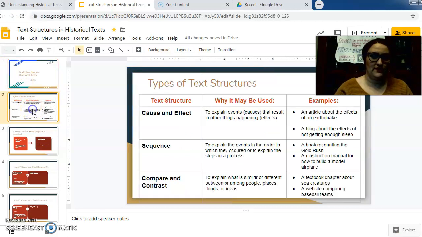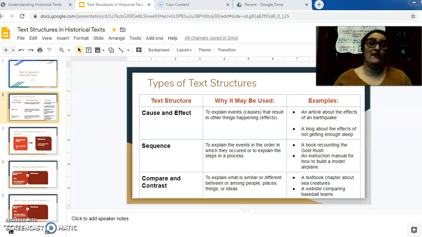So, there's multiple types of text structures that authors use when they're writing historical text. The one we're going to be focusing on today is cause and effect. Cause and effect is used to explain events that caused a result in something else happening, and that's the effect. So, the cause literally causes something else to happen, that's the effect.